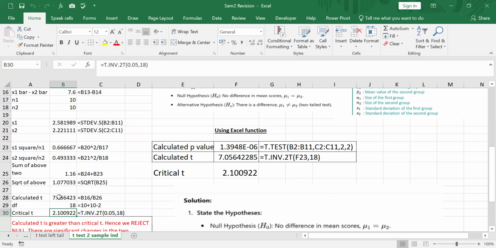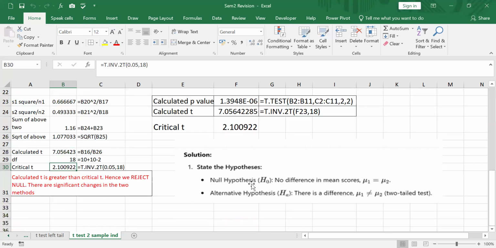Critical t is here, calculated t is here. Calculated t is more than the critical, therefore we reject the null hypothesis, which we should initially put in. The null hypothesis says no difference in mean scores, whether you teach using method A or method B, the mean marks will remain the same. Alternate is there is a difference, mu1 is not equal to mu2. In this case, we reject the null hypothesis because calculated is more than the critical, so it falls in the rejection area.